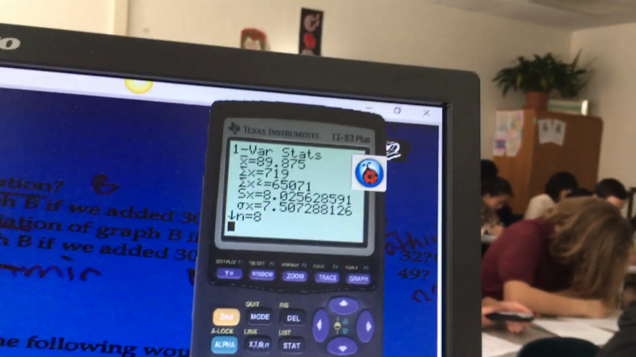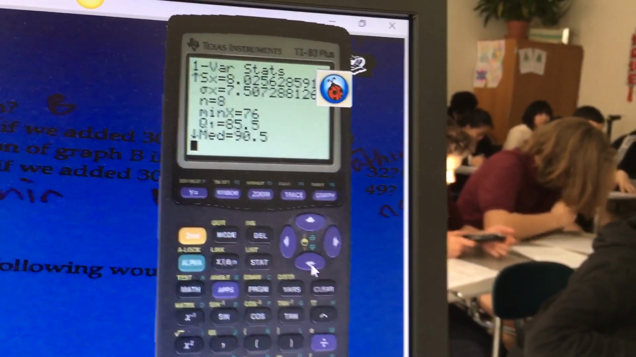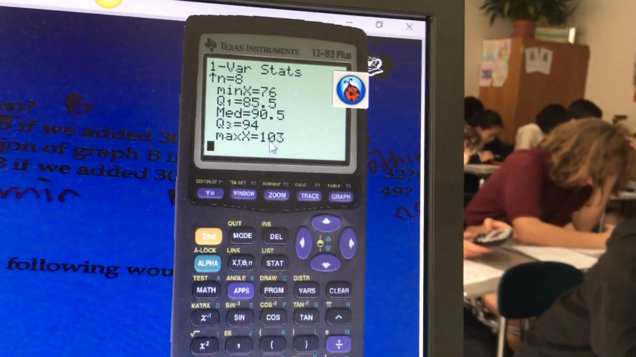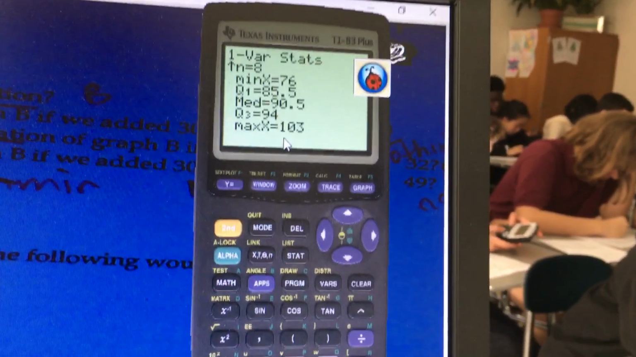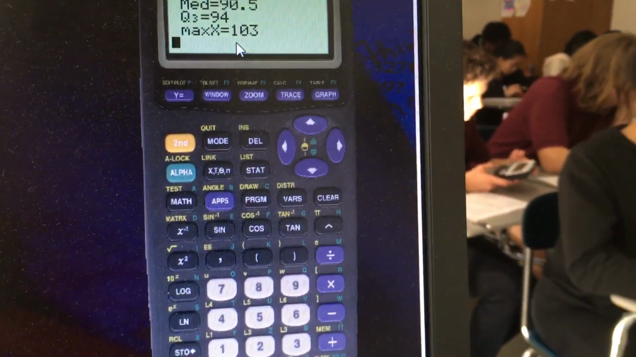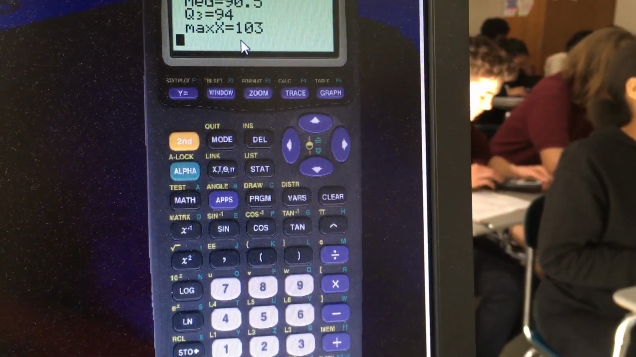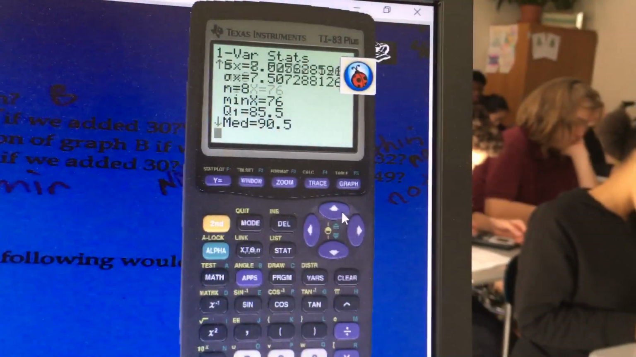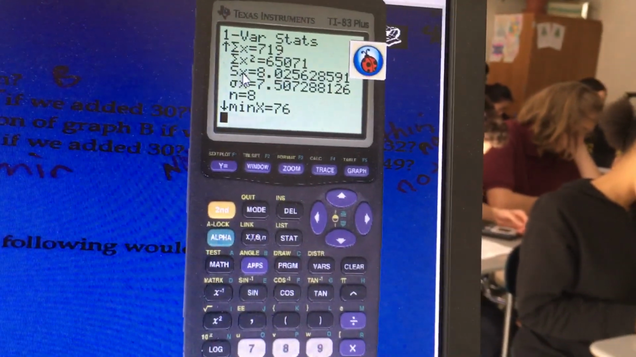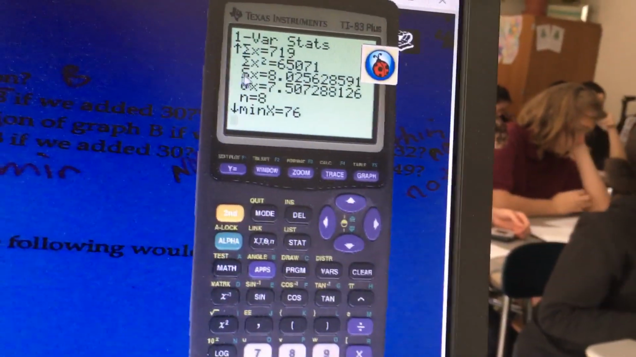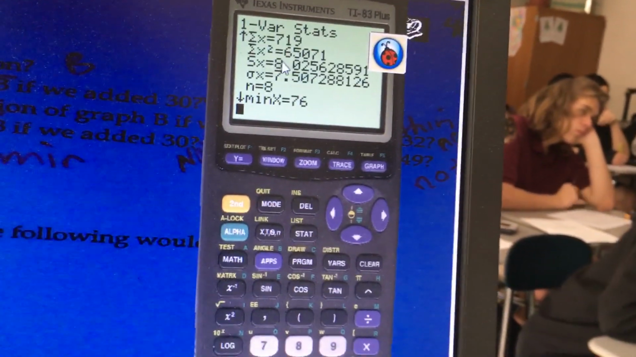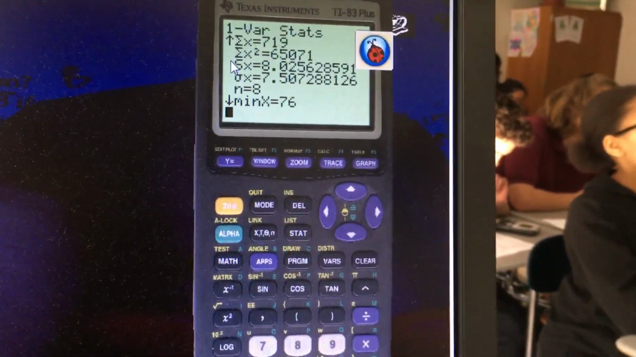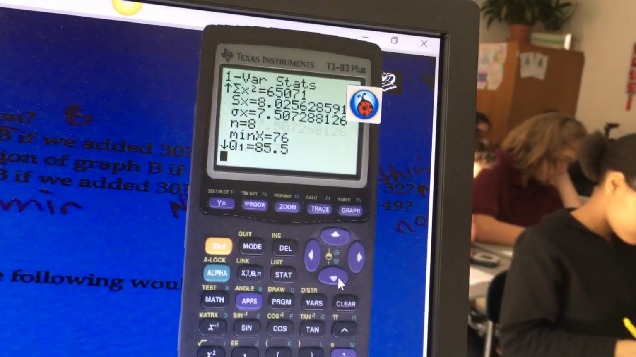The range, I need to scroll down. The range is gonna be the max minus the min. Somebody do that for us, 103 minus 76. 27. All right, guys, the standard deviation, this is new. It's the SX in the calculator. So scroll back up if you need to. So it is 8. And then how do I get the interquartile range?